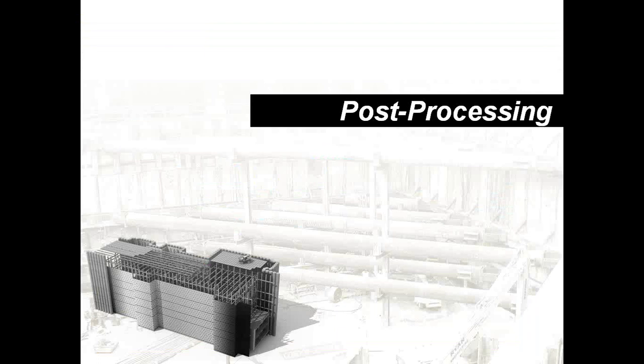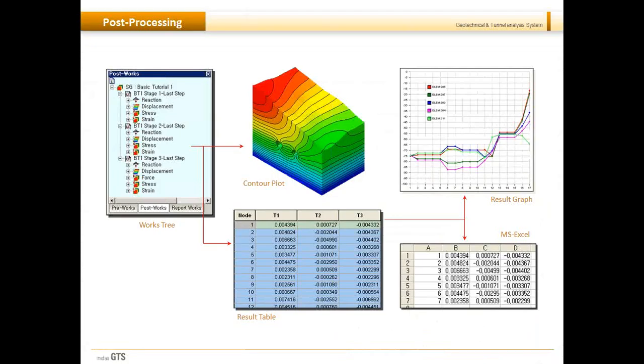Going to the post-processing features of GTS. Once we have created the analysis, the importance is how easily we can extract or view the results. In the workstream window, in the post mode, we can see our results in the form of a contour, and the same can be visualized in a result table, and we can export this data either to MS Excel, or we can obtain a graph.